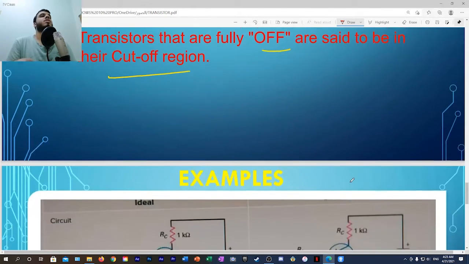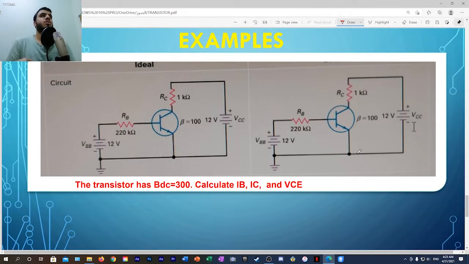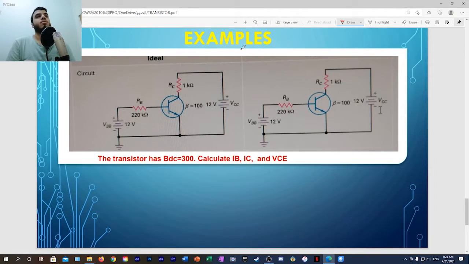Let's go to another slide. Examples. Example for analysis circuit of transistor. What does the question say? The transistor has beta DC 300. Calculate IB, IC, and VCE.